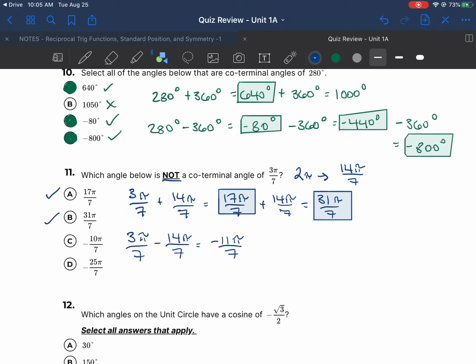And if you look at your answer choices that are remaining, answer choice C says negative 10 pi over 7. Well, we know that the coterminal angle is going to be negative 11 pi over 7, so this couldn't be correct. And just for example's sake, let's look at answer choice D. If I subtracted 14 pi over 7 again, then we would end up getting negative 25 pi over 7, which would make answer choice D correct.